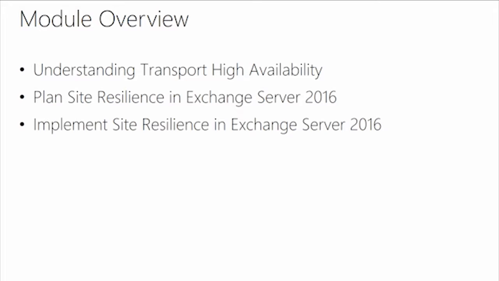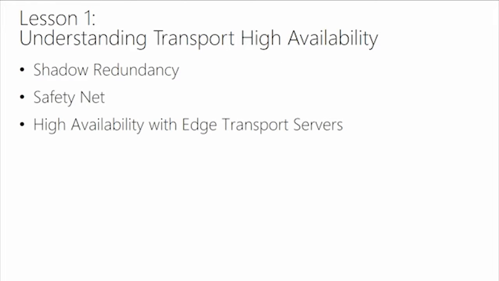So in this module, we're going to talk about transport high availability in general. We're also going to talk about site resilience and then how we implement that in Exchange Server 2016. When we talk about transport high availability in Exchange, there's a couple of things that happen, like shadow redundancy, that automatically does high availability in Exchange without you ticking one box or configuring one setting. It's enabled by default, and you can disable it if you want to.